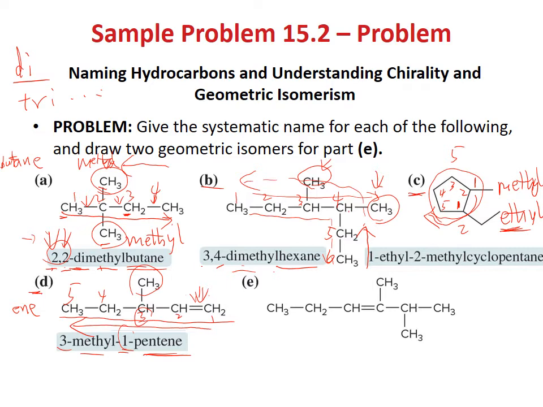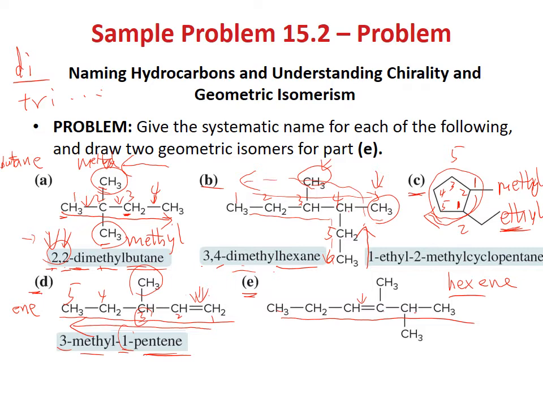Okay, and let's look at E. Question E is again a double bond, and the longest chain is 1, 2, 3, 4, 5, 6. So it should be hexene, E-N-E. Hex means 6. So hexene. And where is the double bond?